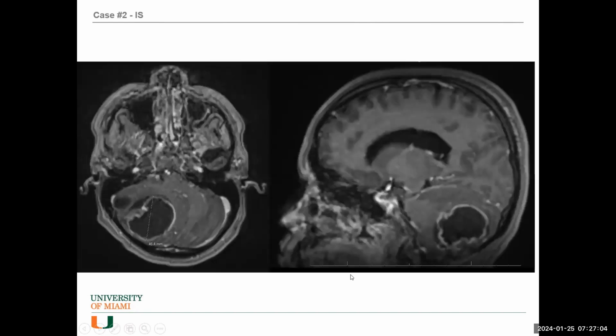Yeah, so the MRI with contrast shows a peripherally enhancing cystic lesion. It has a pretty well-defined border. I'm thinking maybe either an abscess, maybe an ependymoma, maybe even a hemangioma.